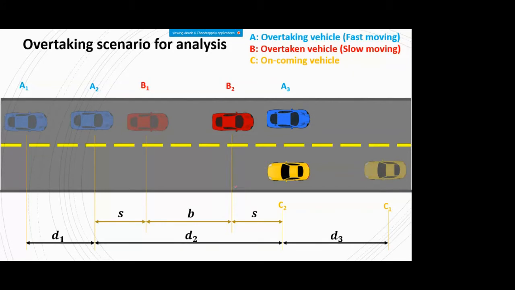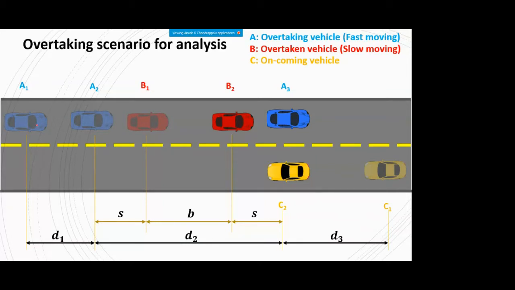If we divide it into distances, the total process of overtaking covered a distance of D1, D2 and D3. D1 you can say is the distance covered during the reaction time. That is, at location A1, the driver sitting in the blue car thought about whether to overtake or not.